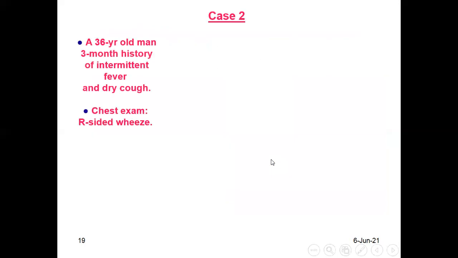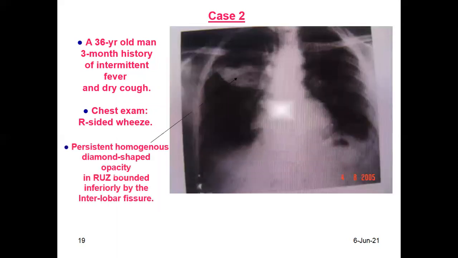The second case was a 36-year-old man who had presented with a 3-month history of intermittent fever and dry cough. Chest examination revealed right-sided wheeze, and the plain X-ray of the chest PA view revealed a persistent homogeneous diamond-shaped opacity in the right upper zone, bounded inferiorly by the interlobar fissure.